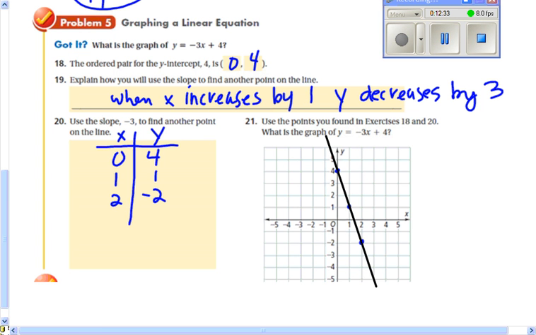That's what your graph should look like. Notice this, once you know the slope -3 means that every time x goes up by 1, y decreases by 3. So notice here, x, I'm adding 1 each time, and y, I'm subtracting 3 each time. You can get another point if you want. Go up 1 here, down 3 here. So I should also have a point at 3, -5, which is right there.